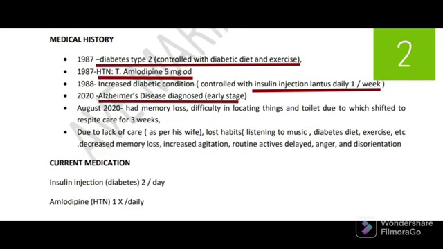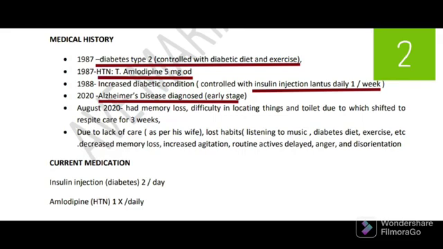Diabetes type 2 since 1987, hypertension since 1987, the same years, and on amlodipine 5 milligram OD, and the patient is on insulin Lantus daily, once per week. Then from 2020, the patient has Alzheimer's disease, and because of that the patient now has memory loss and difficulty locating things and the toilet, due to which he was shifted to respite care for 3 weeks.